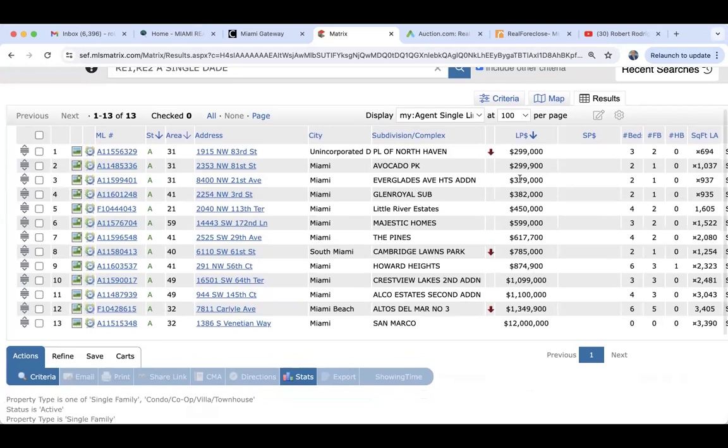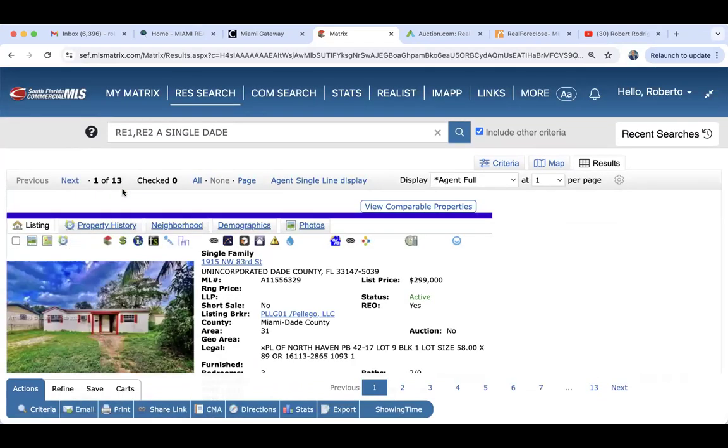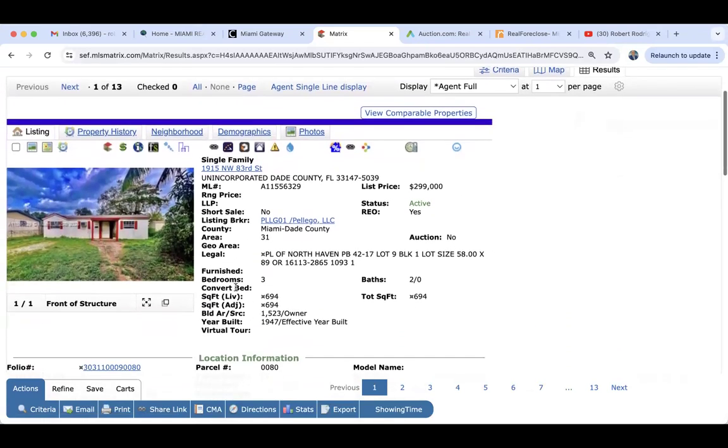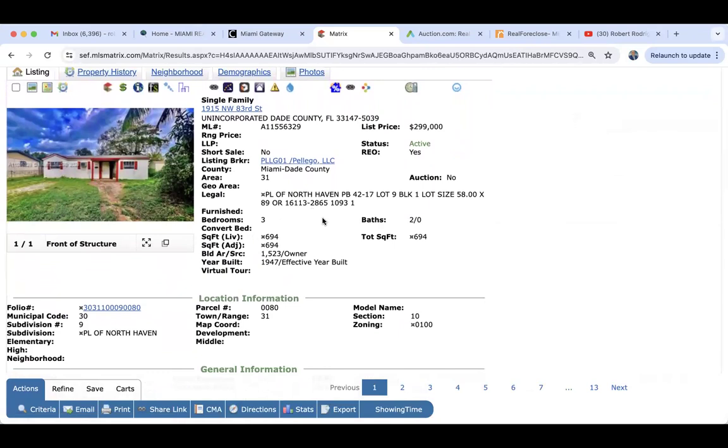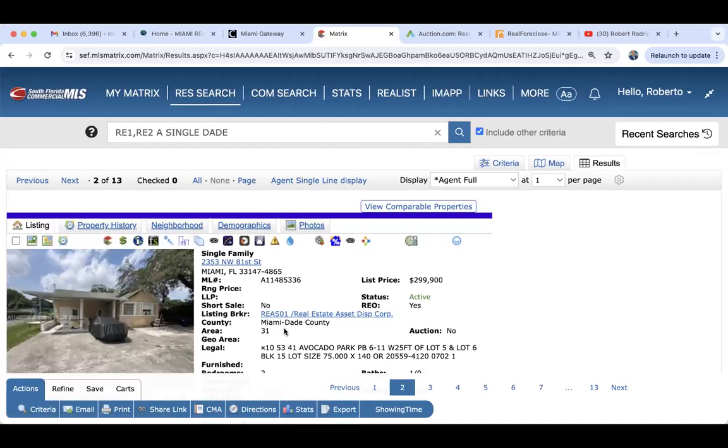All right. So we went from $299,000 all the way to $12 million. So there's a $12 million bank-owned property right here. Okay. We're going to begin with the first one. This is a single family home, unincorporated Miami-Dade County. It's 1915 Northwest 83rd Street. This is a 3-bedroom, 2-bathroom, very smallish home. All right. I am not going to look at that one. That's just way too small.